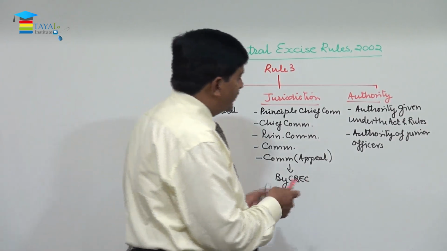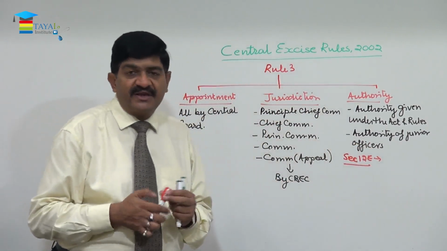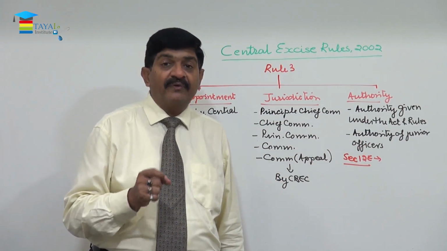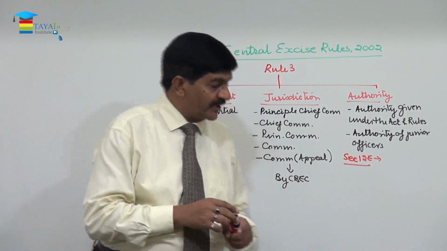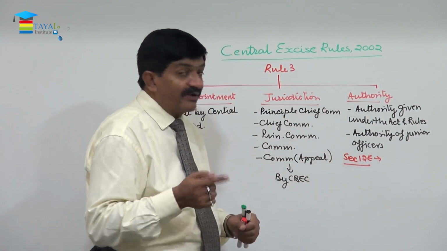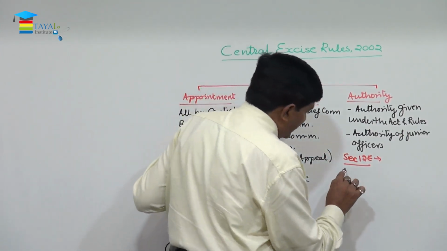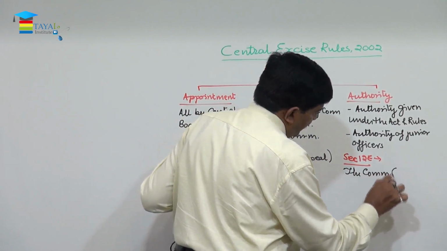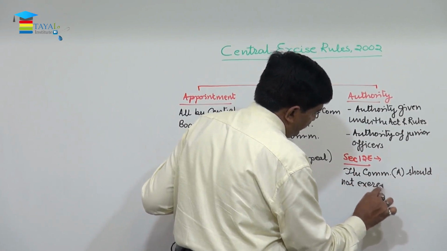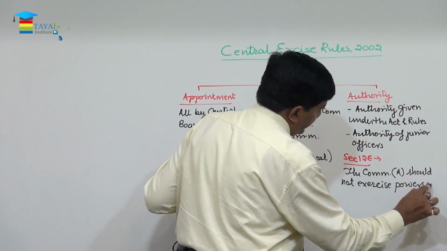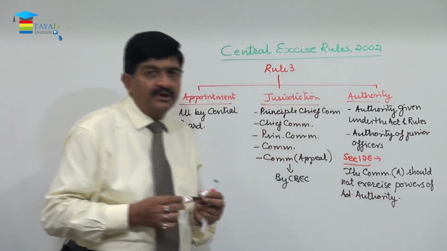But here we have to remember that there is section 12E. Section 12E says the commissioner appeal should not exercise the power of adjudicating authority. Because adjudicating officer may be below the rank of commissioner appeals, but commissioner appeals should not exercise the power of adjudicating authority. So here it is given that every officer will have the authority to exercise the powers given to his subordinate officer also, but it is subject to section 12E. And section 12E says the commissioner appeals should not exercise powers of adjudicating authority.